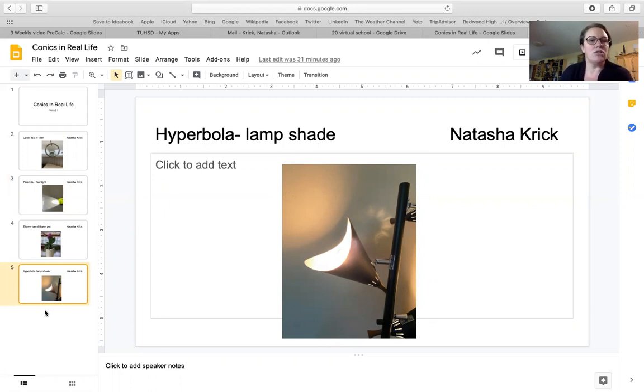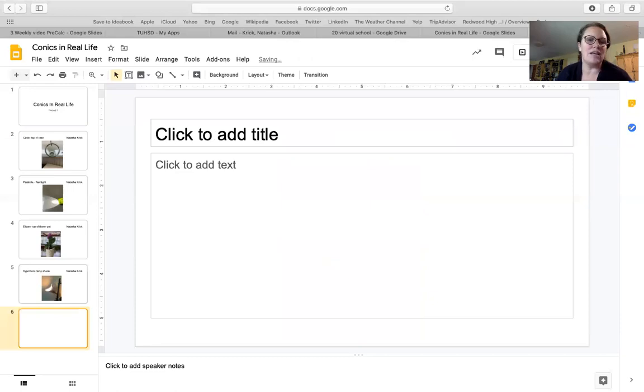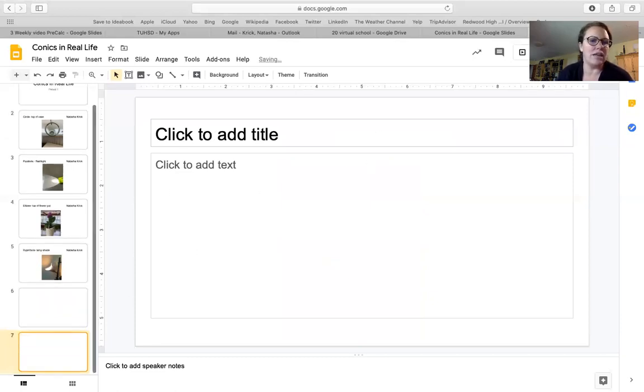So what you're going to do is you'll go to the slide deck and you'll go to the last one that's been entered in there. You're going to just press enter to create a new slide. You will put yours in here, press enter again, and create your next slide, and then your 2 slides will be in there. So you're going to create a collection from your class of all the different pictures of conics around people's houses.